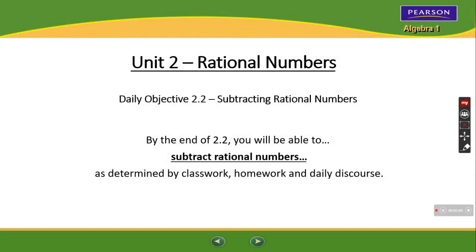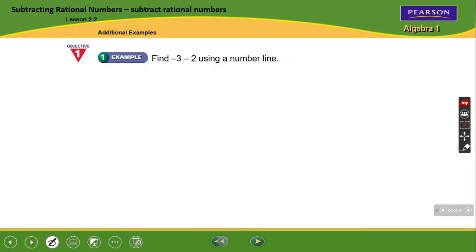We got a video here, another one on rational numbers. This one, our goal is to end up being able to subtract rational numbers. And we're trying to do this without a calculator as best we can, but in the end, if you got to do it, you got to do it, and there's nothing wrong with that. However, being able to do a little bit of mental math can't do anything but help you in the end.